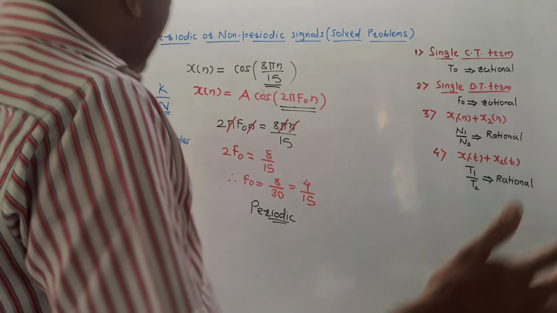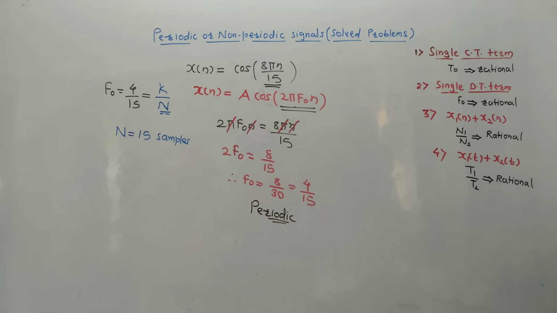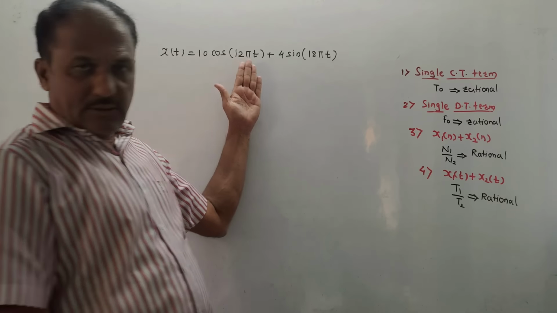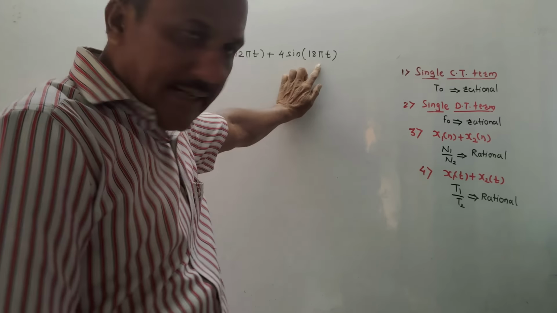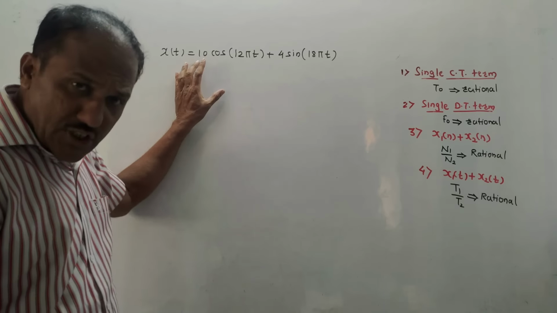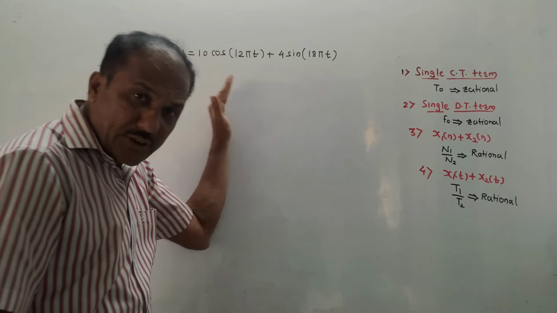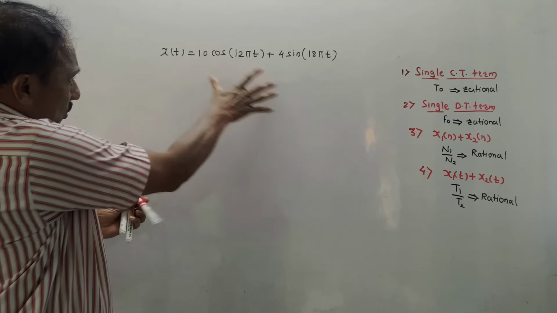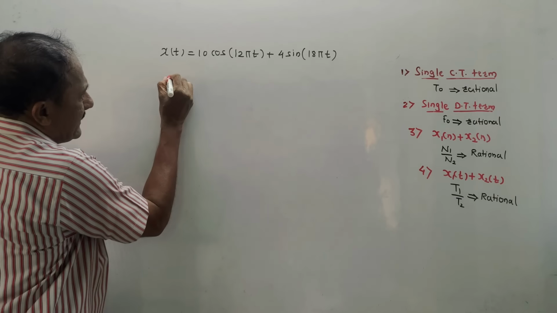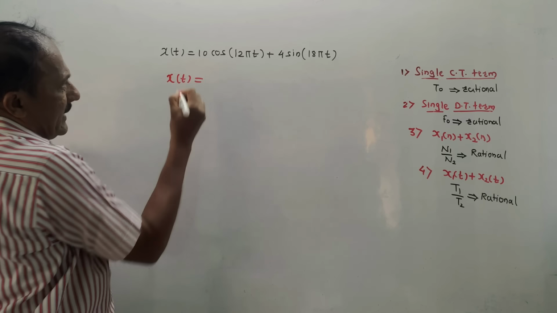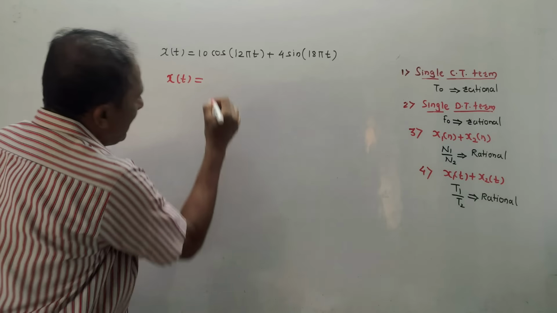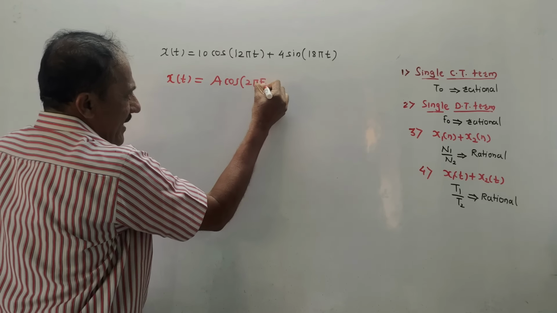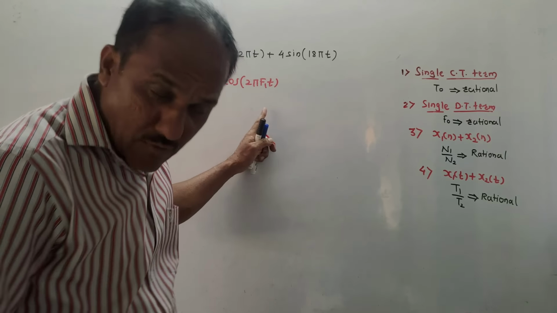Now to get more idea, we will solve some complicated numericals. The next question is x of t is 10 cos 12 pi t plus 4 sin 18 pi t. This given equation contains addition of two terms, so we have to use some different rules. Related to this, I first write the standard equation like this. x of t is a cos 2 pi f1 t, as this is a cosine term. Why f1 and not f0?